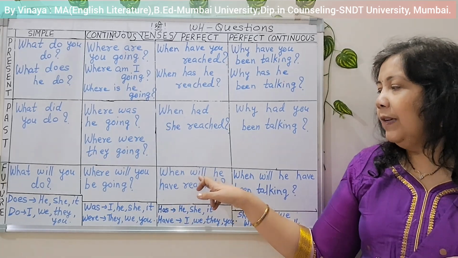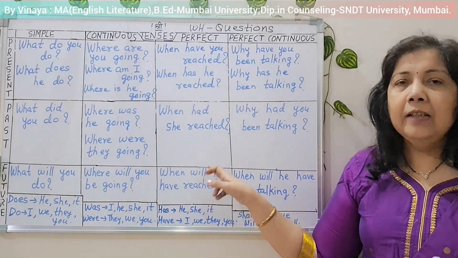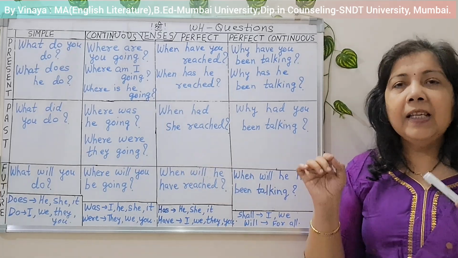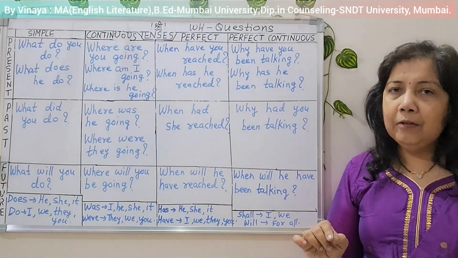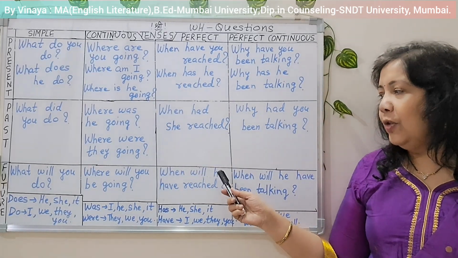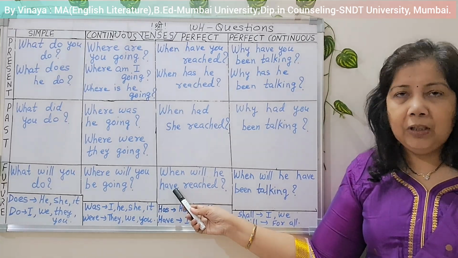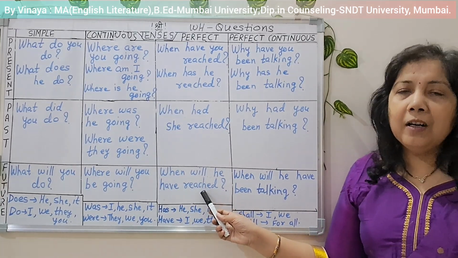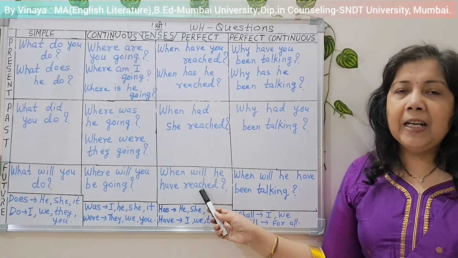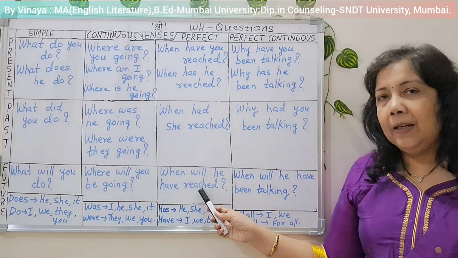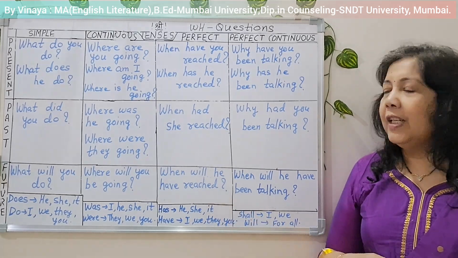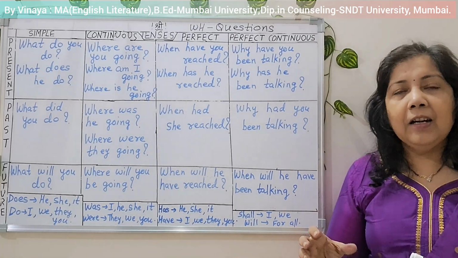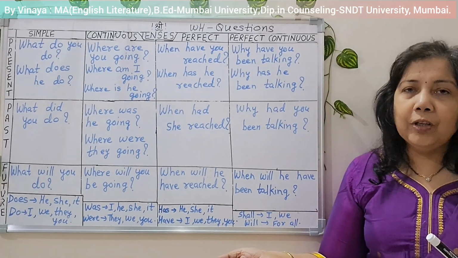Why is it so? Because will has come in the middle. So he, she, it doesn't become has. It remains have, since will has come in the middle. So whatever is the subject, next is have only. Has will not come in this format. Plus reached is the third form of the verb, past participle of the verb, V3. And when to use this tense now? When the action is completed by a particular time in the future.